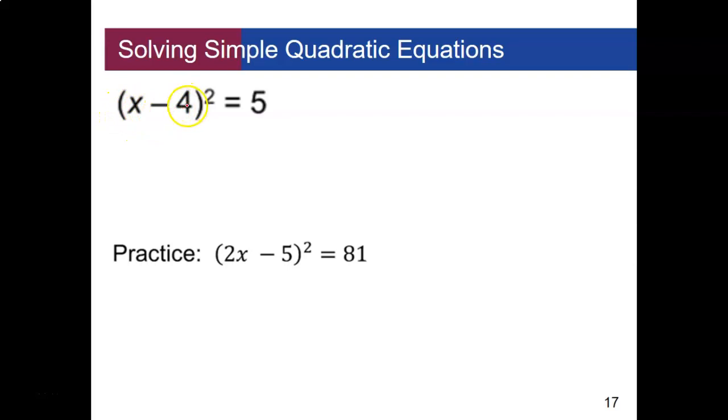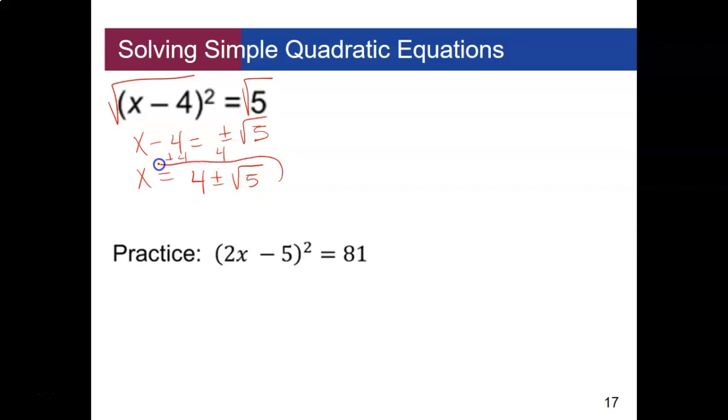Okay, here I've got one. This is not exactly in quite as simple a form, but I do have something squared equal to a constant. So if I take the square root of both sides here, I'm going to have x minus 4 equals plus or minus the square root of 5. So always put your plus or minus here. And then I just need to solve this for x. So I'm going to move this over by adding 4 to both sides. So when I add 4, I'm going to have 4 plus or minus the square root of 5. So my answer is not going to look very nice and neat, but this is what it should be here.